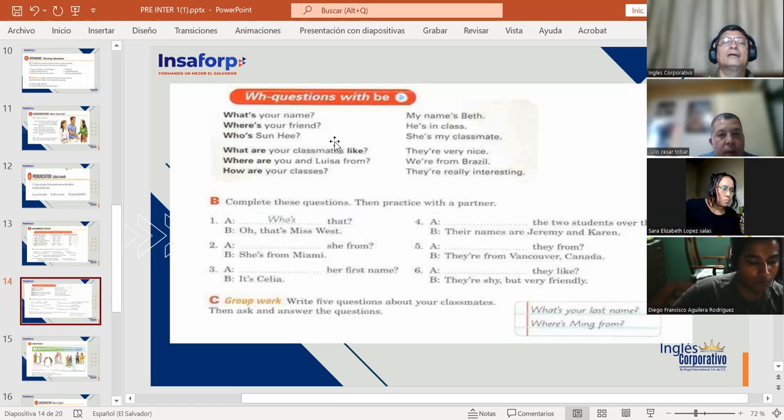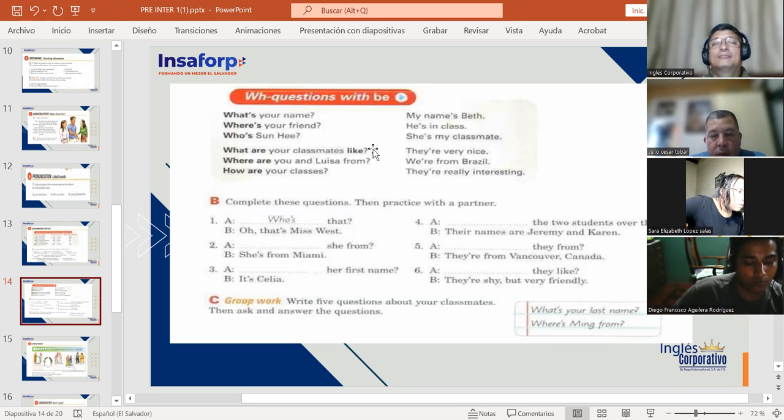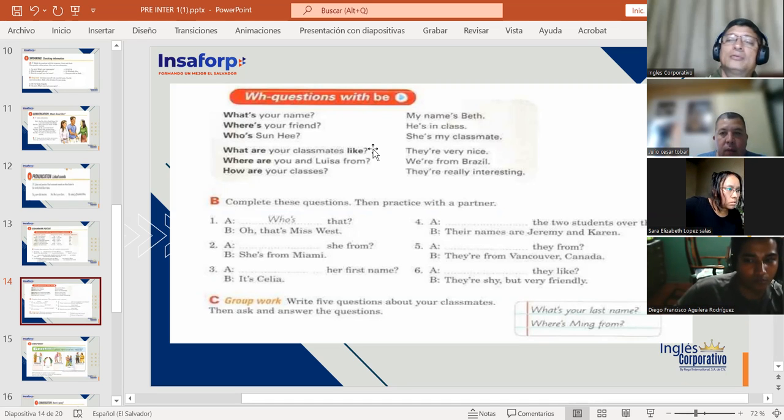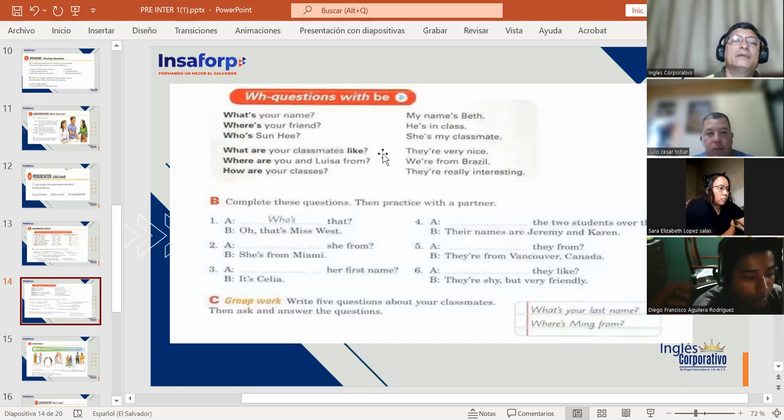And what's the meaning of like in this question? No, it's not a verb. It's a preposition. I mean, let me see. It's an adverb. What are your classmates like? Maybe I'm wrong. Like here means como. Como son. Got it? What are your classmates like?